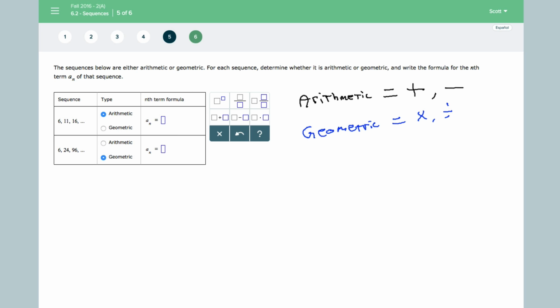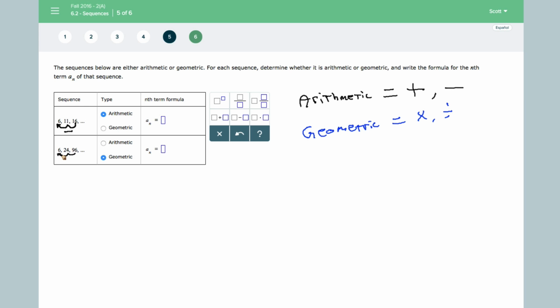Now, if you don't know how to do that in your head, to find if it's arithmetic, you just subtract backwards. So 16 minus 11 is 5. 11 minus 6 is 5. If you get that each time when you subtract backwards, then you know it's arithmetic. Here, if I subtract, I get, I don't even know what it is. I can't do it in my head. Looks like 72. Well, 24 minus 72 is not 6. So we can't subtract. So now we divide.